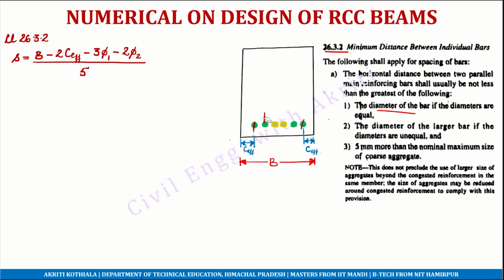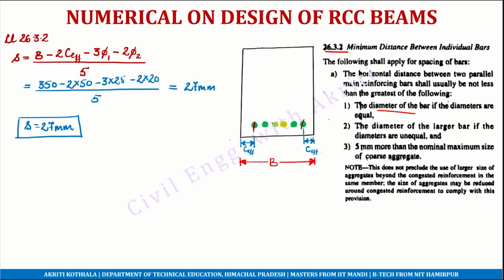This will not be the effective space, however, this will be the clear space between the bars. This is the space which we are talking about, the clear space in between the bars. So how many spaces are there? 1, 2, 3, 4 and 5. So we have divided this entire equation by 5. So calculating, we get this individual space is equal to 27 mm.